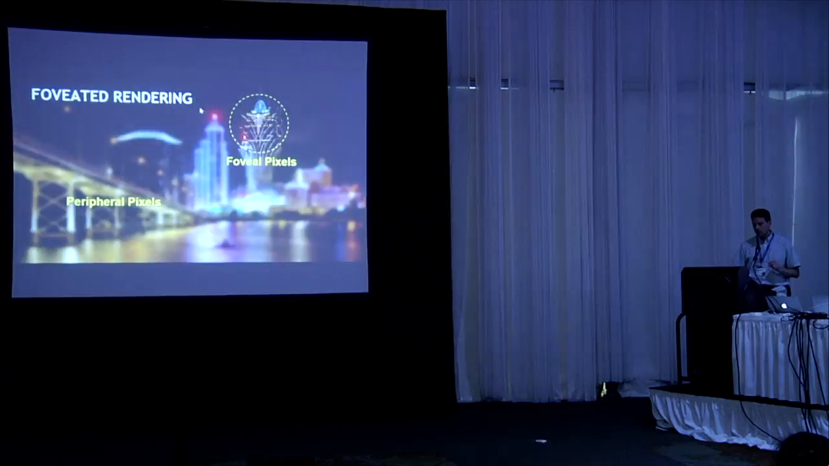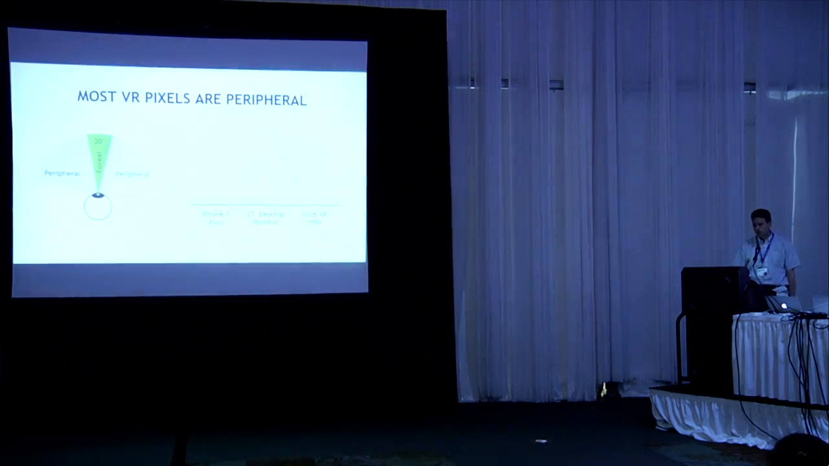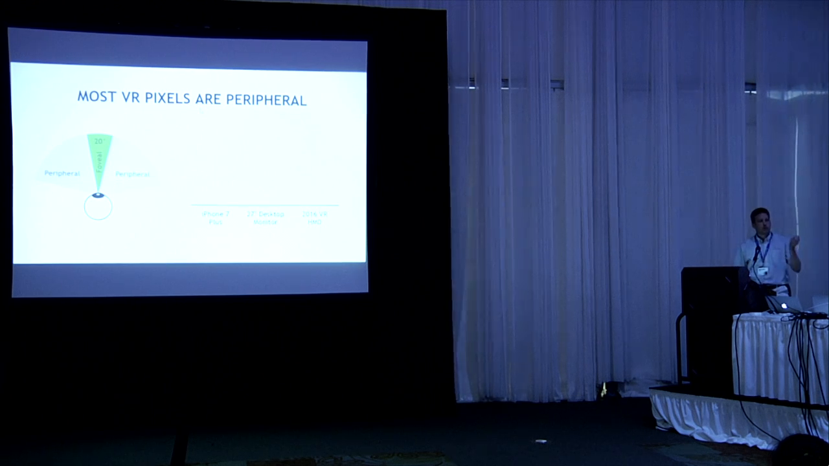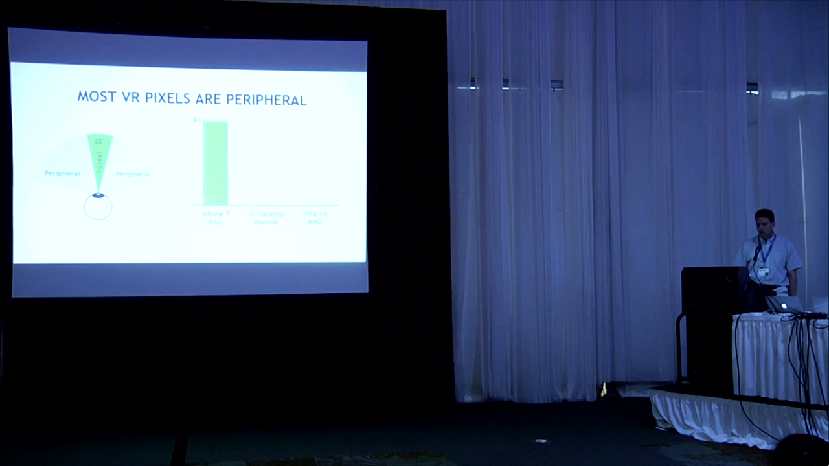Foveated rendering, of course, is this idea that we're going to render the stuff that you're looking at in high detail and the stuff in the periphery at low detail. And that's important because most VR pixels are peripheral. Let's take a really generous definition of fovea and say the central 20 degrees of vision is our fovea. Remember there's probably some slop and inaccuracy and latency in our eye tracker. If you look at an iPhone, the whole thing's in your fovea by that definition.